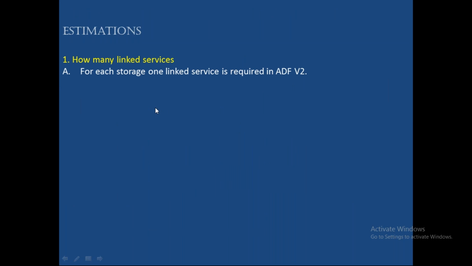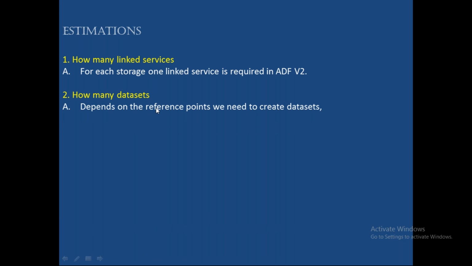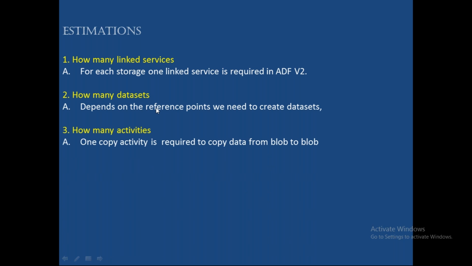We are going to use a single linked service. And how many datasets do we need? We need 2 datasets. It depends on reference points. We need to create datasets, but we know we are going to refer to our input container and output container. That's why we need only 2 datasets. How many activities? Only a copy activity to copy data from blob to blob. How many pipelines? 1 pipeline is enough for us.